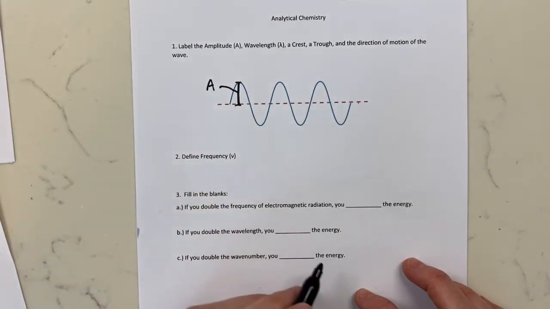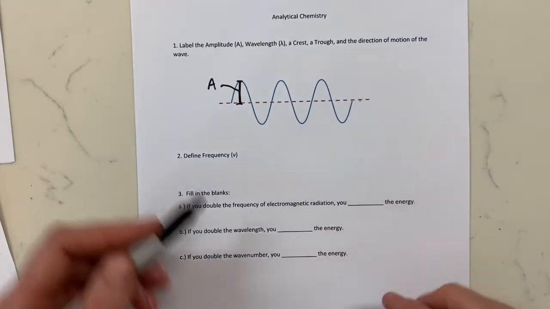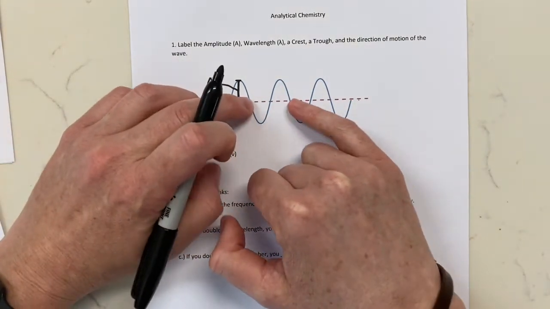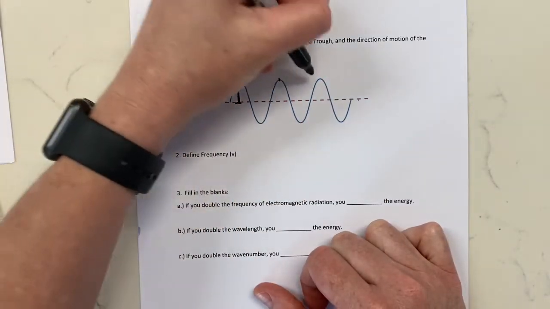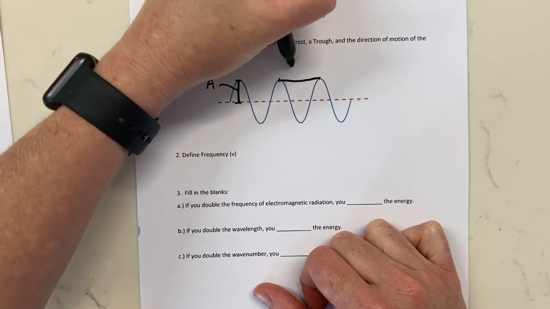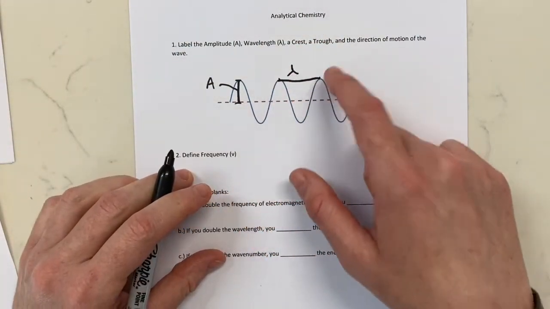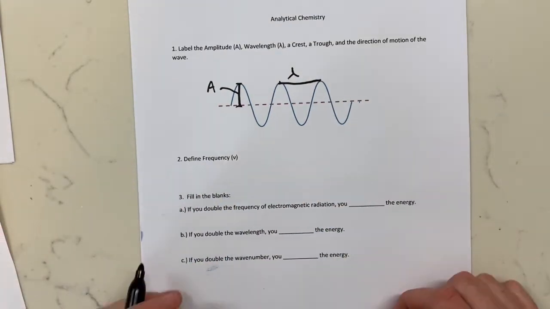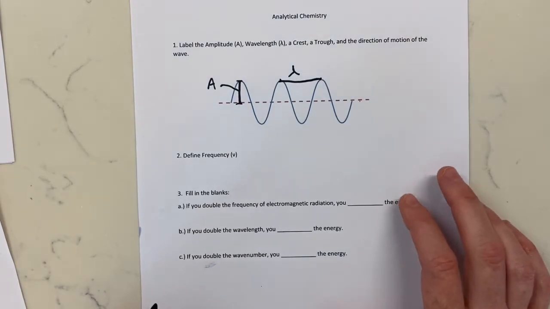Wavelength is always going to be the distance between any two repeating points. So pretty much you could choose from here to here, or from the bottom to the bottom, or the top to the top, which we'll get to those names here in a second. But wavelength is going to again be the distance between here and here, which is the distance it takes to complete a full cycle. So I usually like to go from crest to crest, which brings me to the next thing.